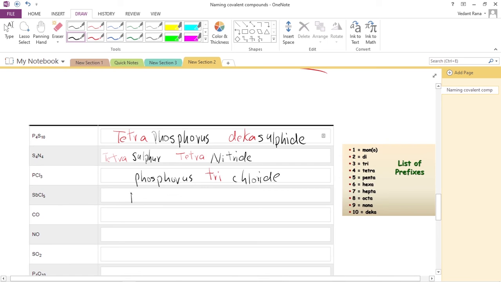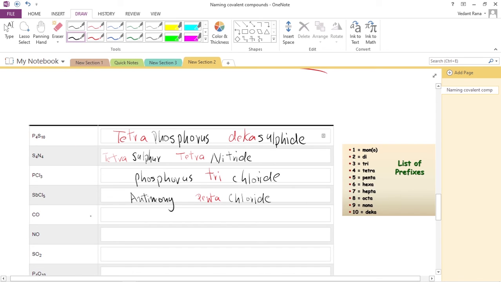SbCl5. Sb stands for antimony. Cl stands for chlorine. We write this with IDE, so chlorine becomes chloride. Only one atom of antimony, but we don't use mono for the first element, so we leave this as antimony. We have 5 atoms of chlorine, so we use the prefix penta. So the name of this compound is antimony pentachloride.